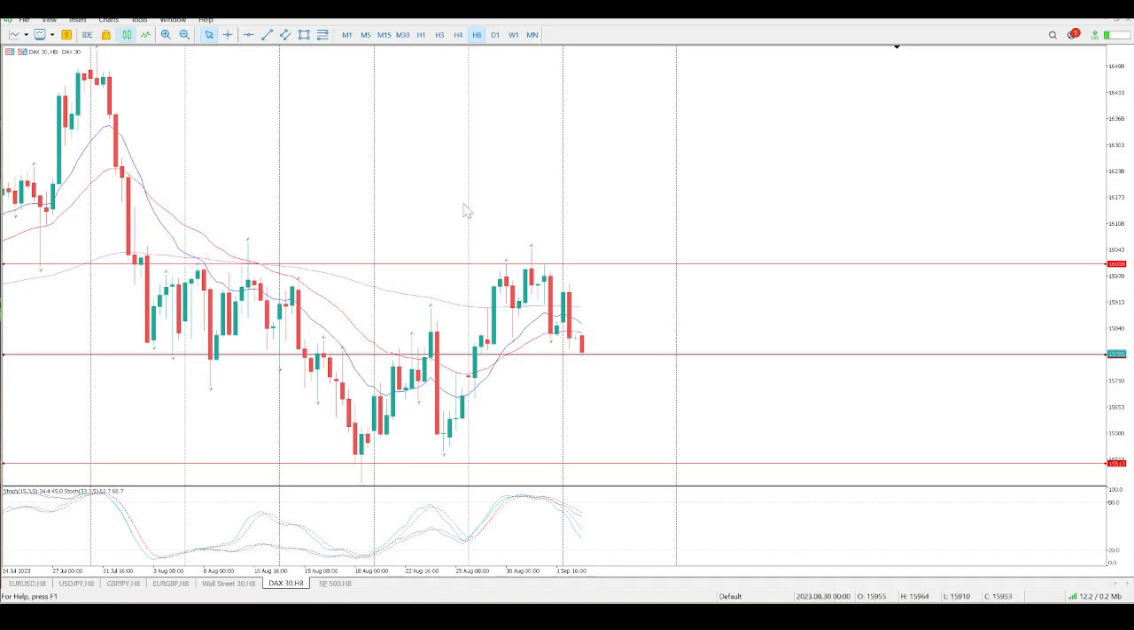So this could be the formation of an inverse head and shoulders, but obviously we need to get above 1600 for that to happen. Okay, so that could be what is brewing here. And if you look at where the moving averages are at the moment, the crossover we have, that's kind of what this is telling us. And then if you look at the separation here of the oscillator, that's also kind of telling us the same thing.